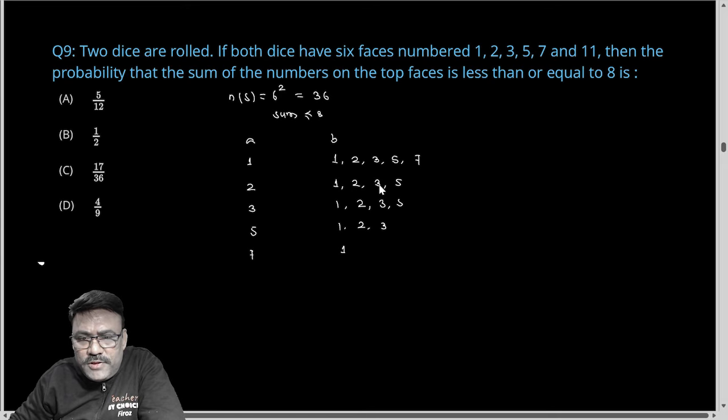Now count how many possibilities you are getting. 5 and 4, 9 and 4, 13 and 3, 16 and 1, 17. Yes, 17 by 36 is there in the option. Let me count again. 5 and 4, 9 and 4, 13. Yes. So these are total 17 possibilities. So hence probability will be 17 by 36.